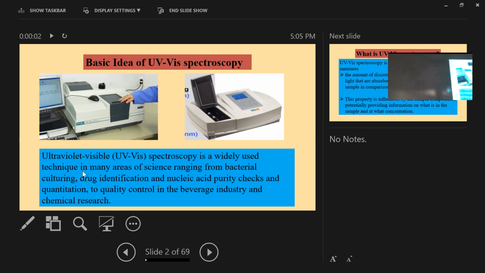Approximately 2.05. Okay, fine. 2.05 electron volts, and for this one, equal 8.22 electron volts. Now you can realize this is our UV light. That means the light coming from the sun, what we call the ultraviolet light.